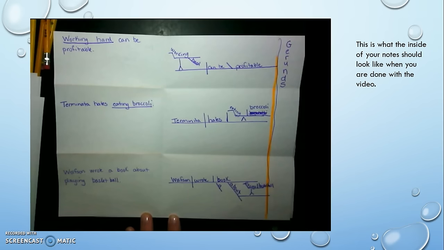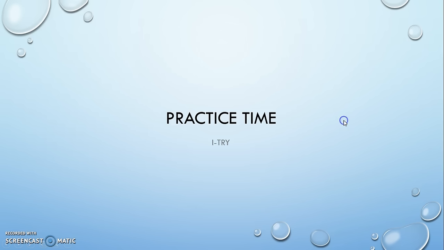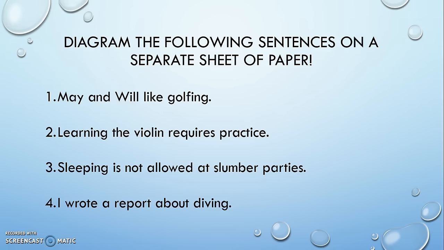Not hard notes today. Now I do want you to take a minute and do an I try. So go grab a separate sheet of paper, or you can work in your notebook if you brought it home. I don't care which. I will possibly be looking at these tomorrow. And I want you to take a minute and try diagramming these sentences. They all have gerunds in them. You know, just to help you out, man will like golfing. How is that gerund functioning? Golfing is your gerund. It's functioning as your direct object. Look back at your direct object notes and diagram it correctly.